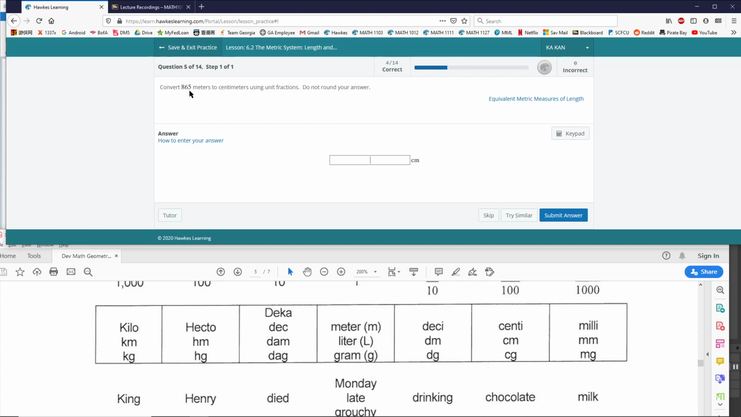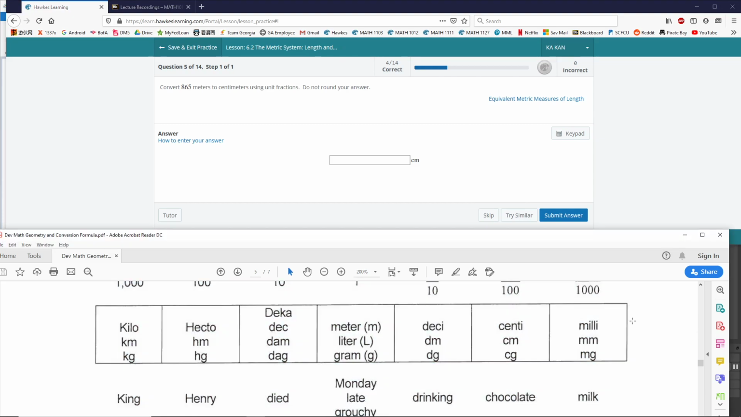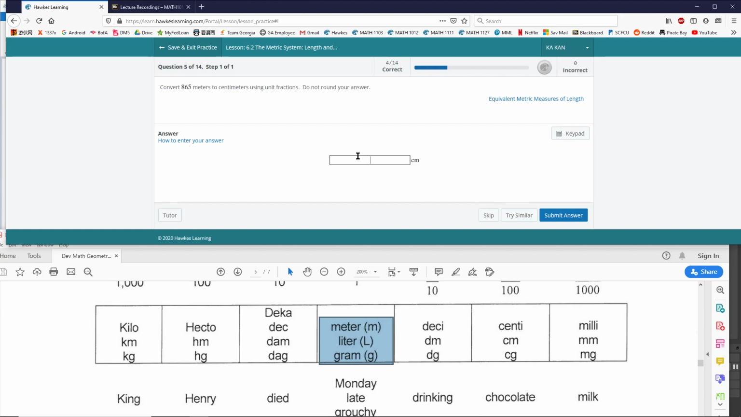Convert 865 millimeters to centimeters using unit fractions. I understand they want you to use a different method, but it doesn't matter what method they ask for. Let's just do it the way we want to do it. This is the millimeter, this is the meter, right in the middle. So we start out at 865. We want to go to centimeter, so you have to go right 2 times. That means you have to add 2 zeros to the right. That's all they want. So it's all about moving right or left.